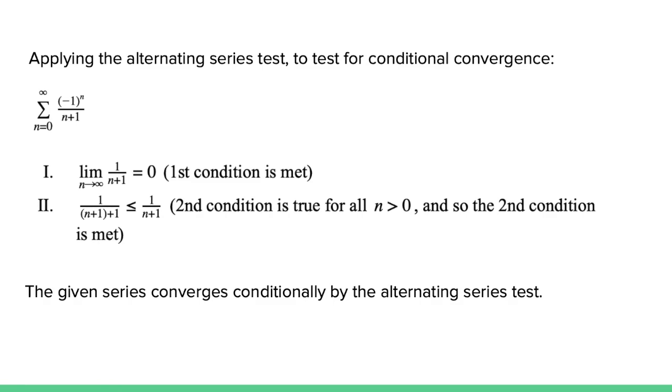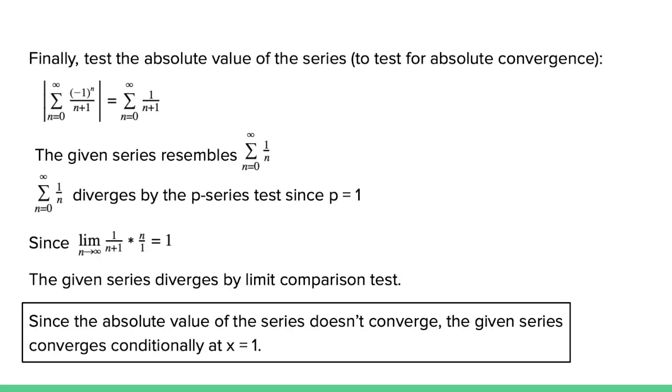In the second condition, we find that 1 over n plus 2 is less than or equal to 1 over n plus 1. So the given series converges conditionally by the alternating series test. Finally, we have to test if it's absolutely convergent. All we have to do is take the absolute value of the series, and we get the summation from n equals 0 to infinity of 1 over n plus 1.